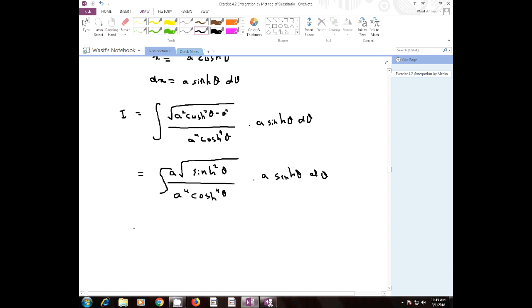In the next step, simplify the terms. You're left with a multiplied with a is equal to a square, and a square gets cancelled with the a raised to the power 4 in the denominator, and we have 1 divided by a square left. Square root gets cancelled with the square, and sine hyperbolic theta gets multiplied with sine hyperbolic theta, and it becomes sine hyperbolic square theta.